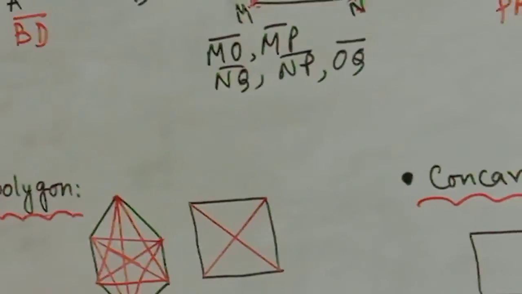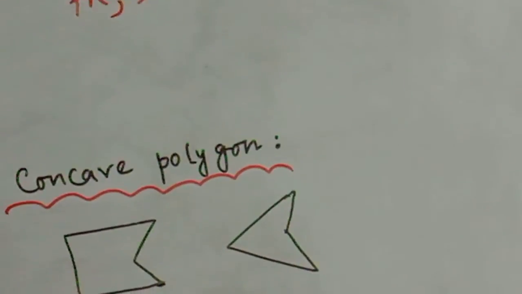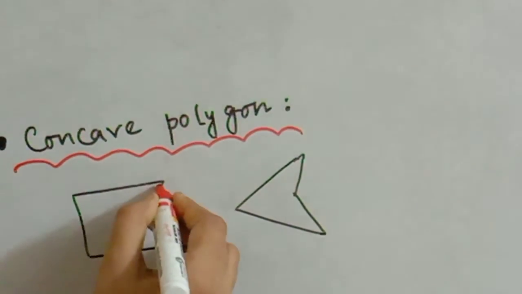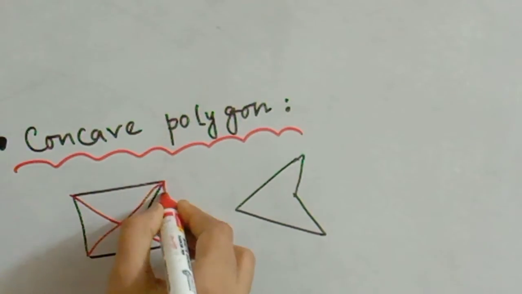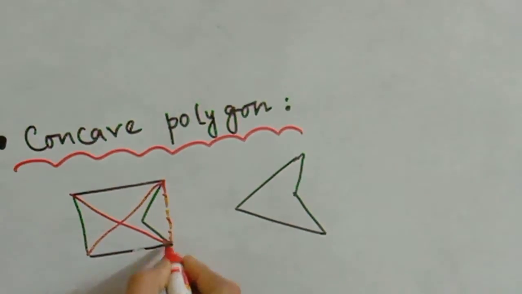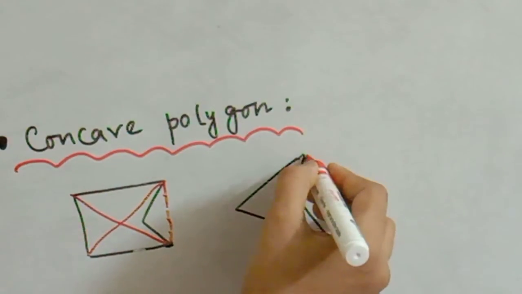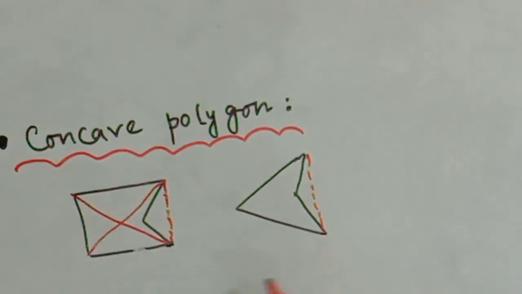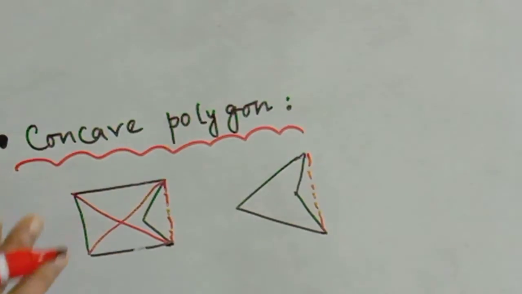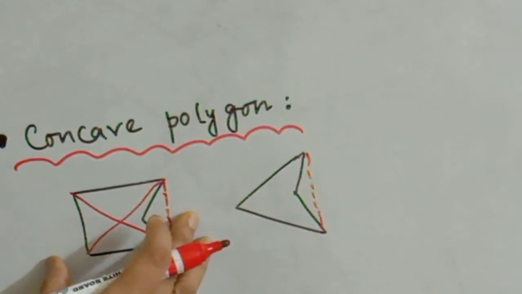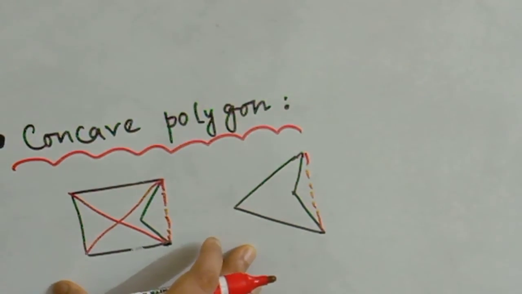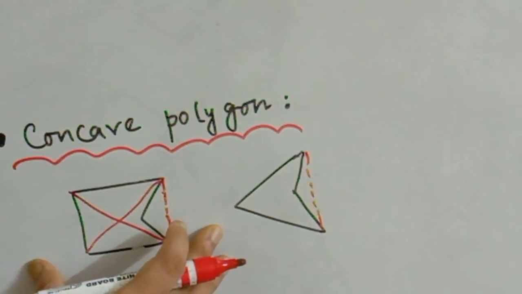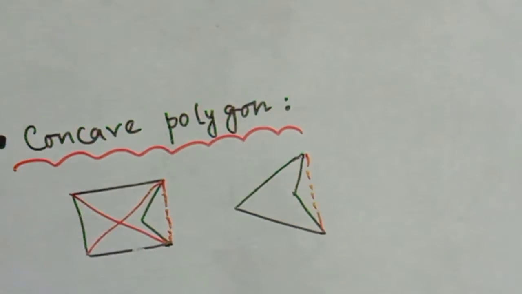But see these polygons. Here if you draw the diagonals, this diagonal you can draw, this one you can draw, but one diagonal, can you see, is outside of the polygon. Here also, one diagonal if you draw, it will be outside of the polygon. So when any one diagonal is outside the polygon, then this kind of polygon is known as a concave polygon.